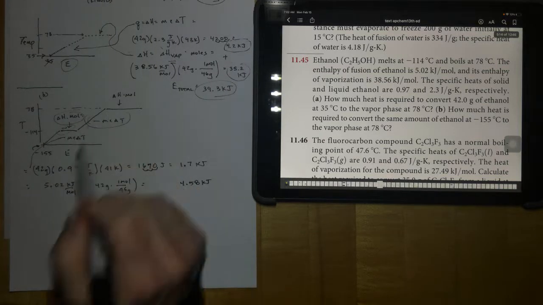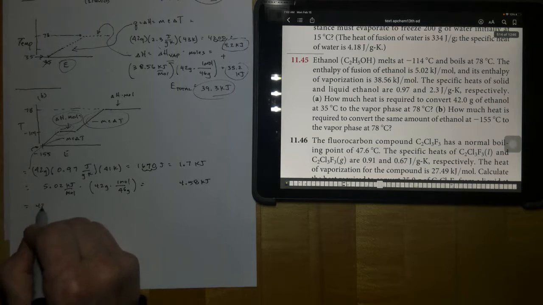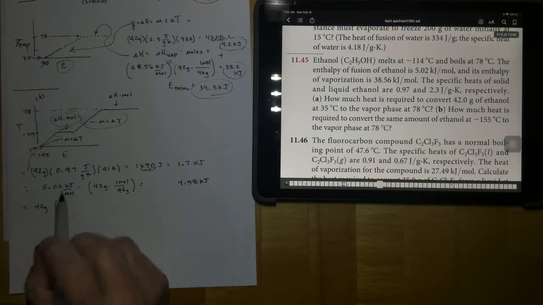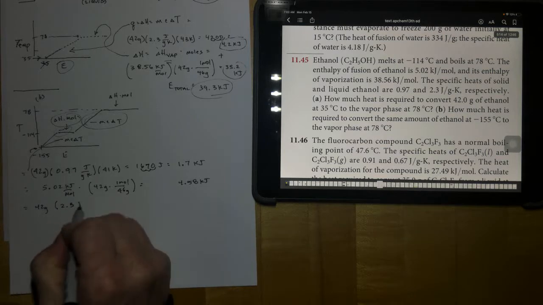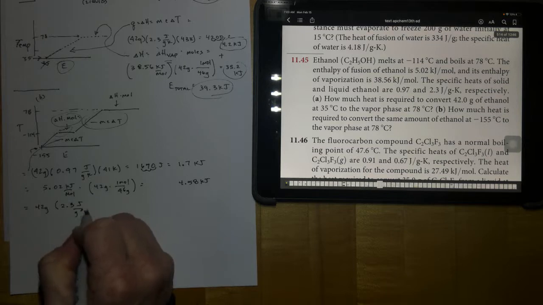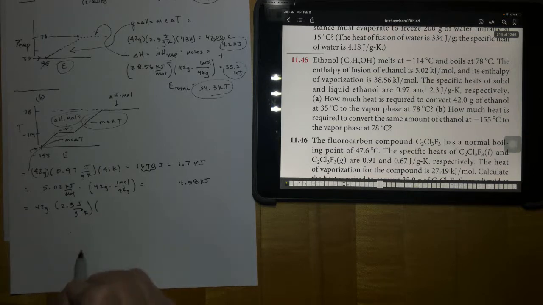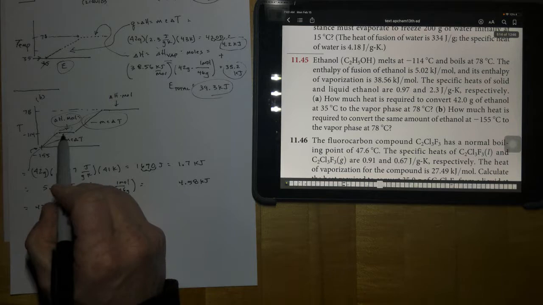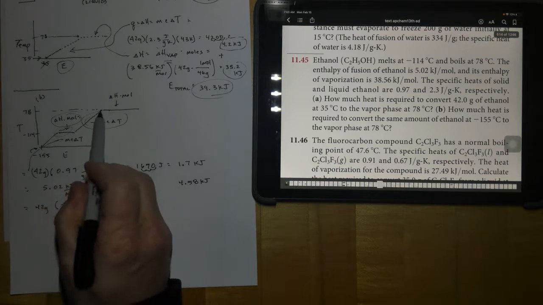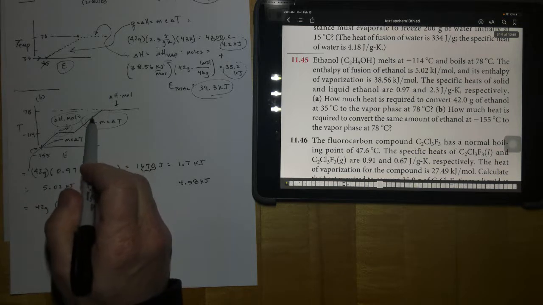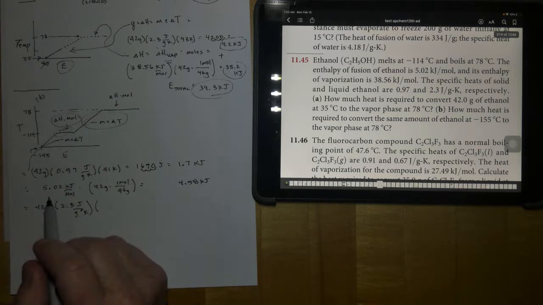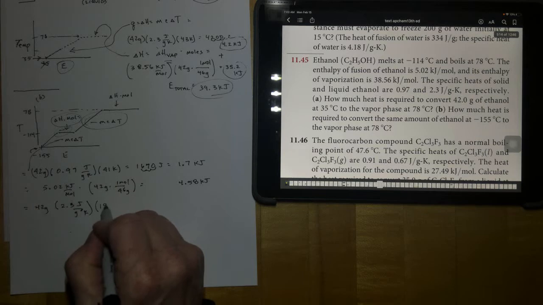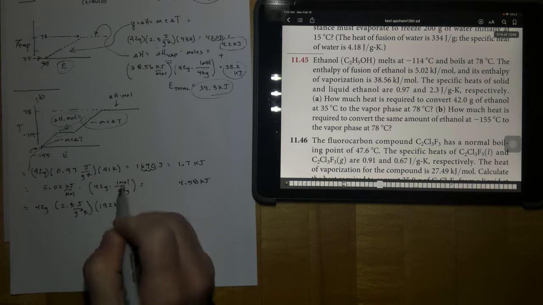Now we're back to mc delta T right here again, so 42 grams times, now the specific heat capacity is for the liquid though, so be careful. The liquid now has a specific heat capacity of 2.3 joules per gram Kelvin. Don't use degree for Kelvin. And then we're going from negative 114 up to 78. So we have a change of 192 Kelvin.